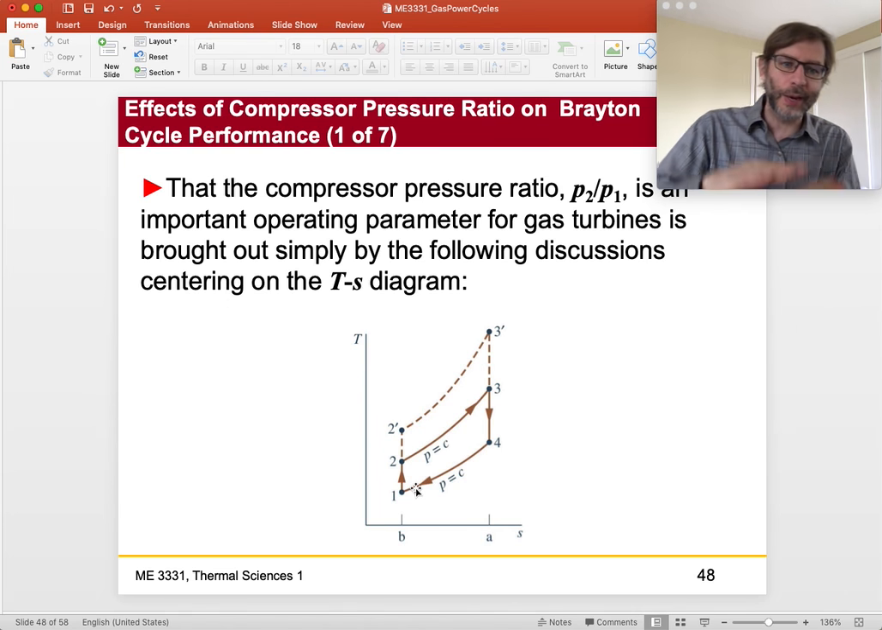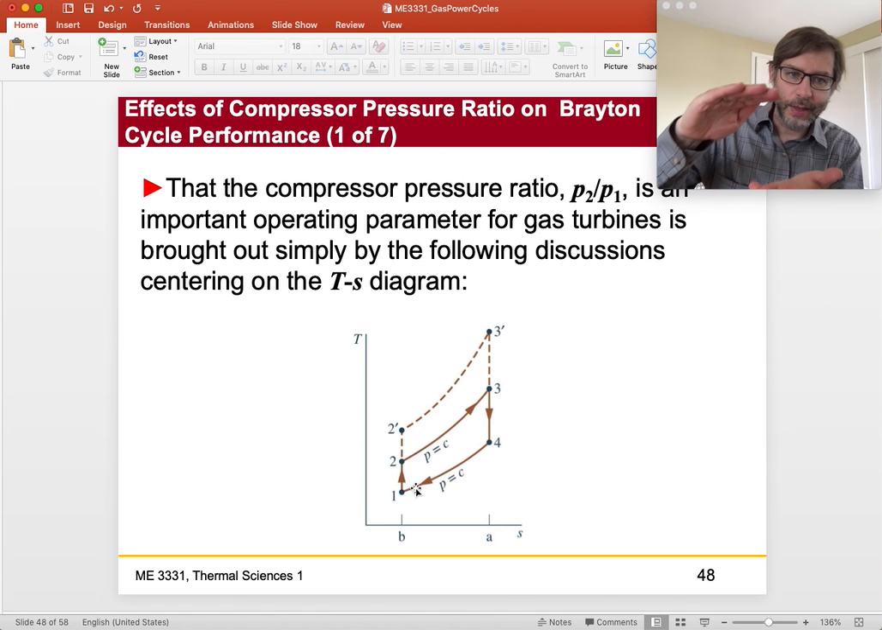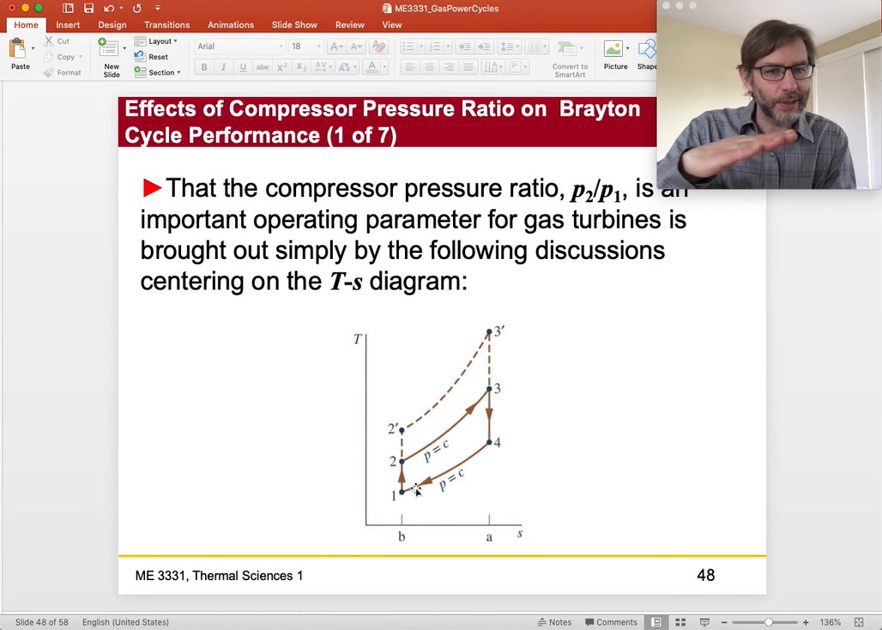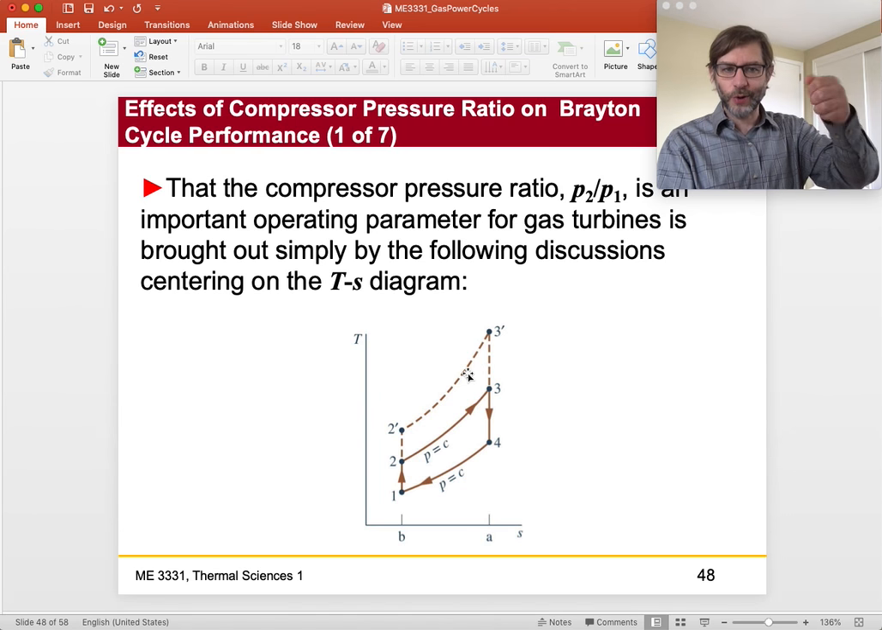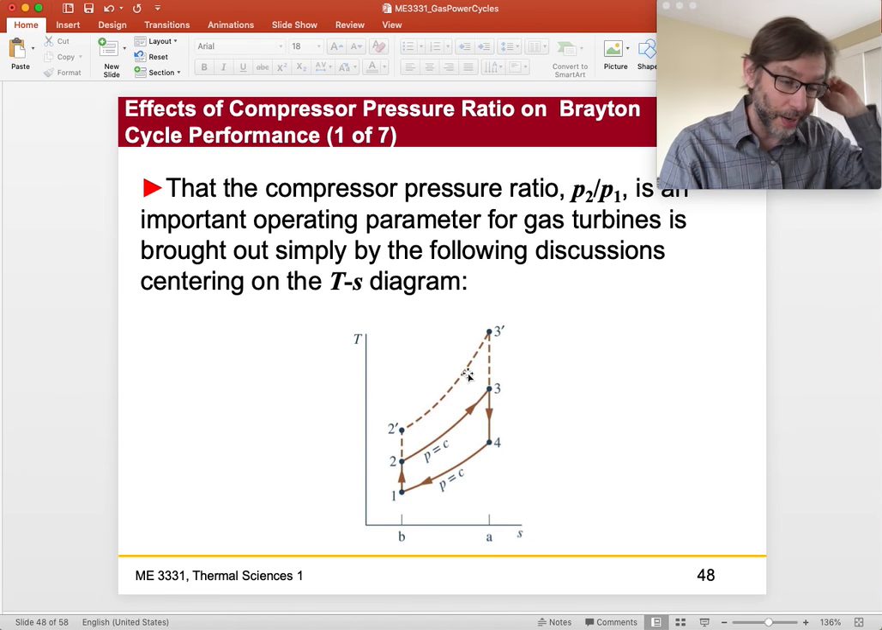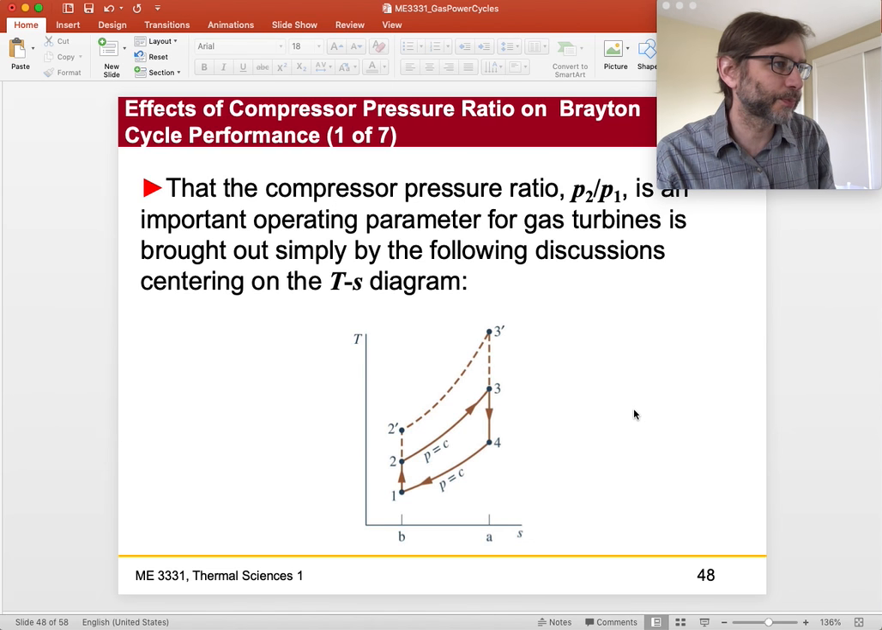Like in the Rankine cycle, we could reduce the condenser pressure. We can't do that in the Brayton cycle. We kind of have to leave 4 to 1 the same, but you can always crank the pressure on the high pressure side. So what happens when you do that?